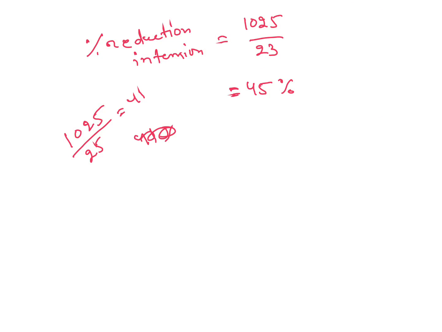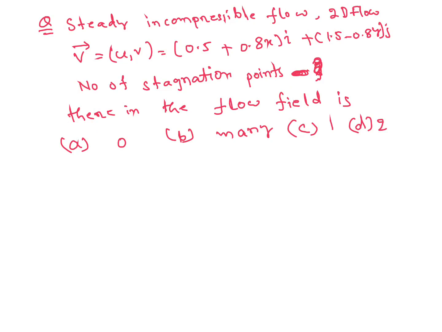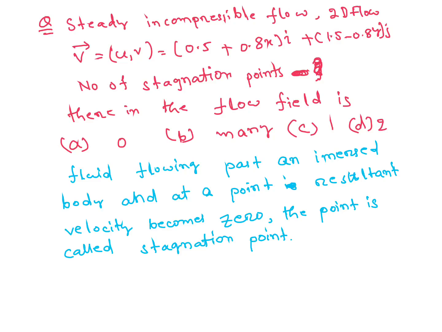Question: steady incompressible two-dimensional flow, velocity vector given as u, v: (0.5 plus 0.8x) i cap plus (1.5 minus 0.8y) j cap. Number of stagnation points in the flow field is how much? Stagnation point: when a fluid flows past an immersed body and at a point the resultant velocity becomes zero, the point is called a stagnation point. At stagnation point velocity is zero, and pressure at the stagnation point is maximum.